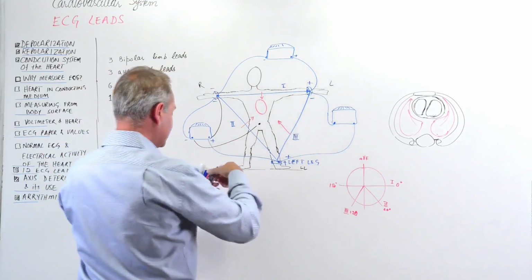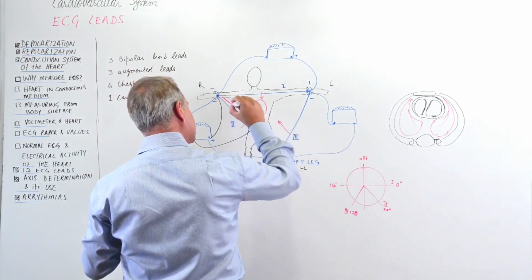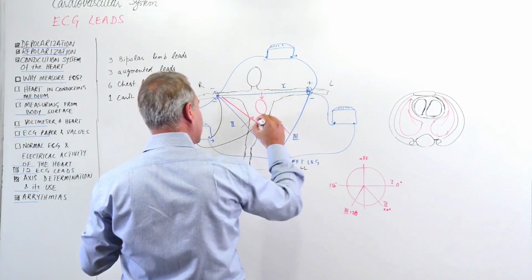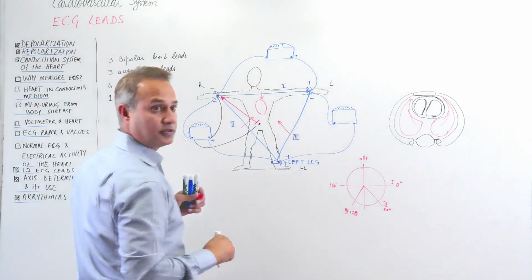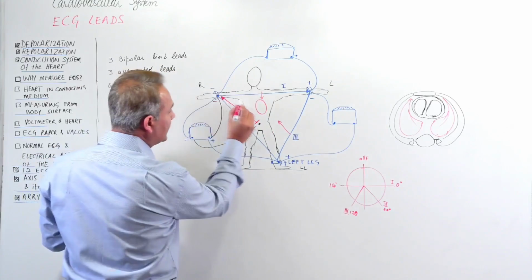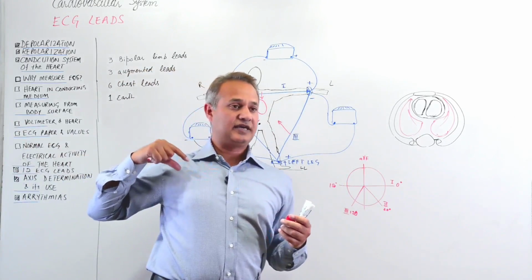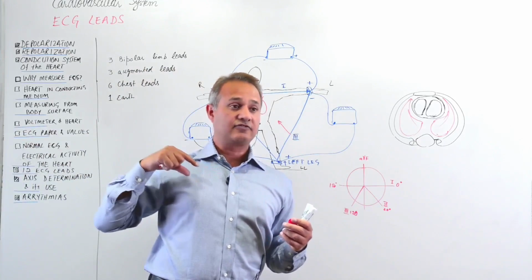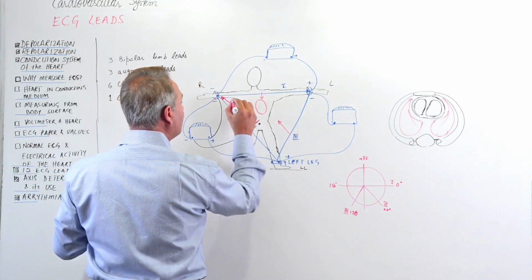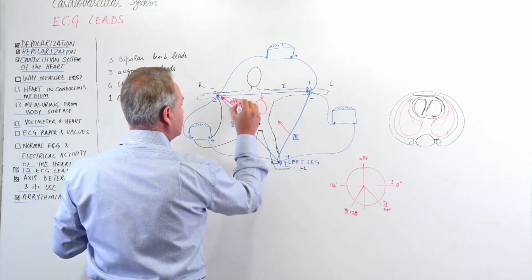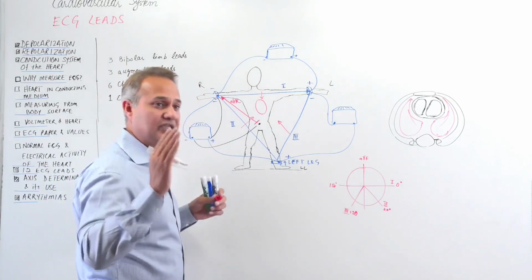then really pay attention now. Then what we are seeing is we have a lead like this. Negative is here, positive is here. This lead is looking at the heart from the right side. So it is like a camera attached here on the shoulder, looking at the heart from the right side. This is augmented VR, augmented voltage right. So this is the right side augmented voltage lead.